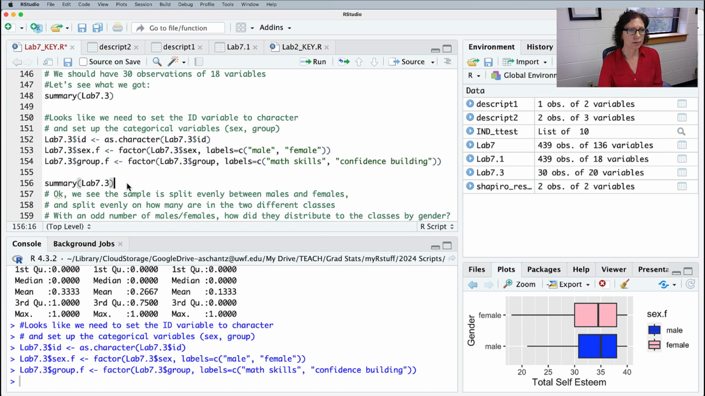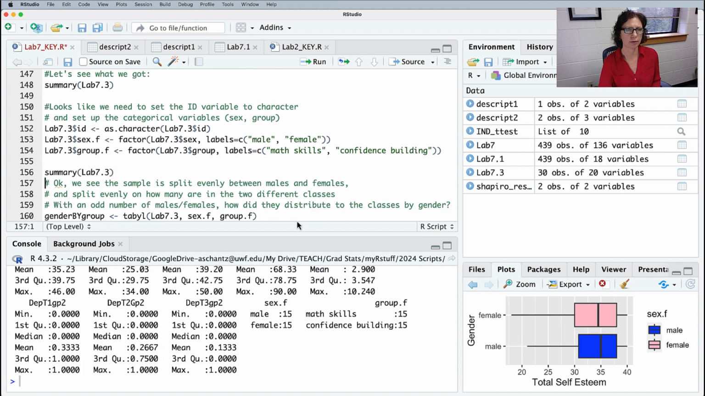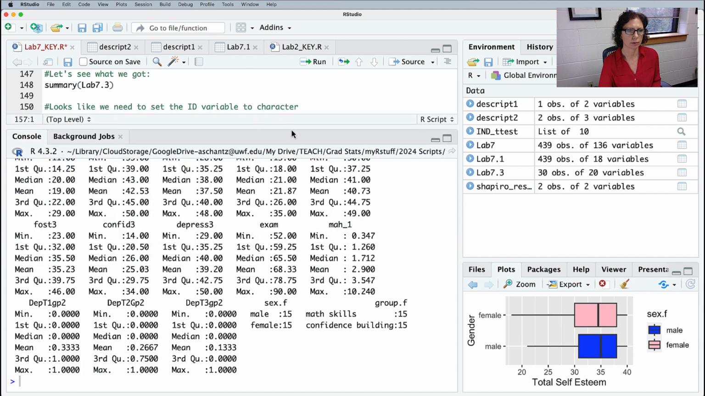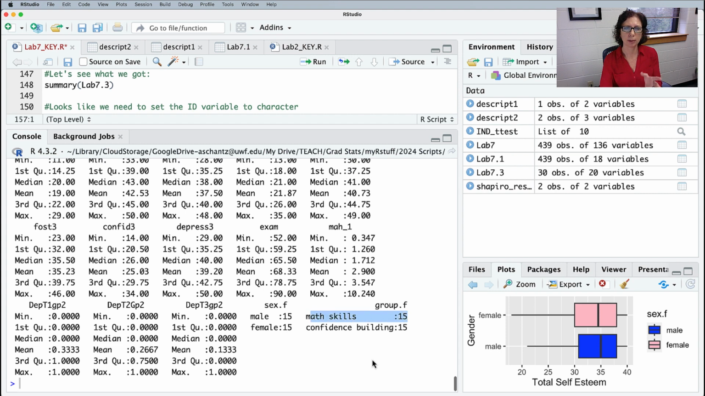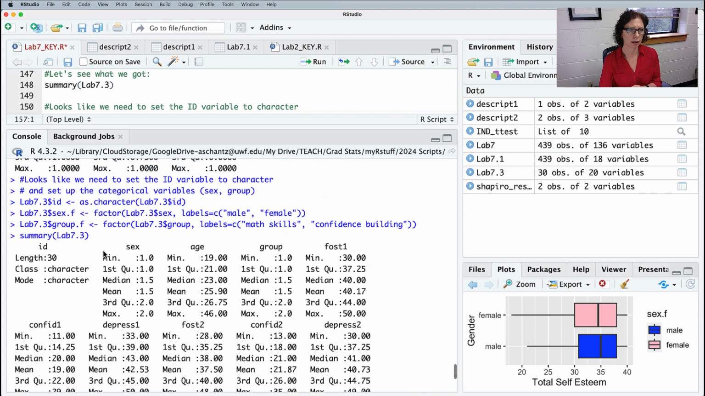So running those, and now let's take a look at the data set, specifically those items. We have sex, we have 15 male and 15 female. So very controlled situation, right? Very independent variable controlled. I have 15 male, 15 female. We've assigned 15 to the math skills intervention and 15 to the confidence building intervention. And our ID variable is now a character.